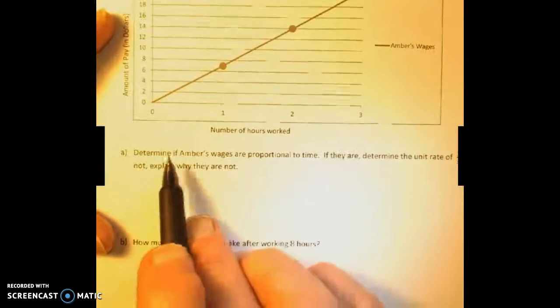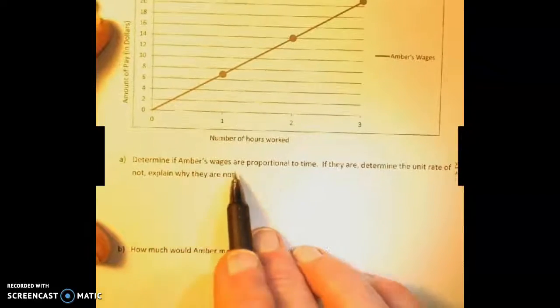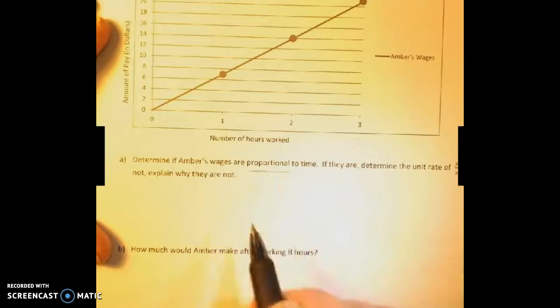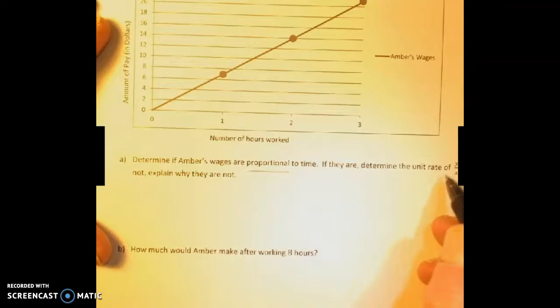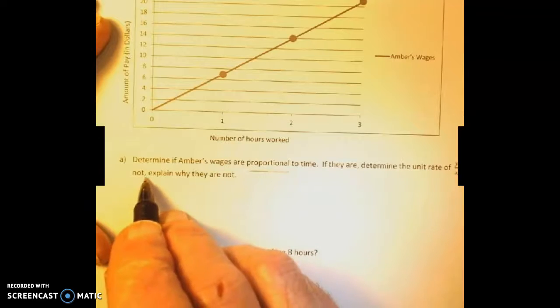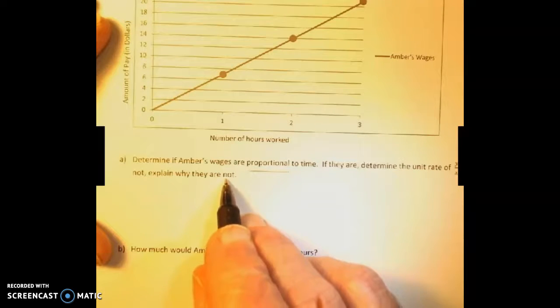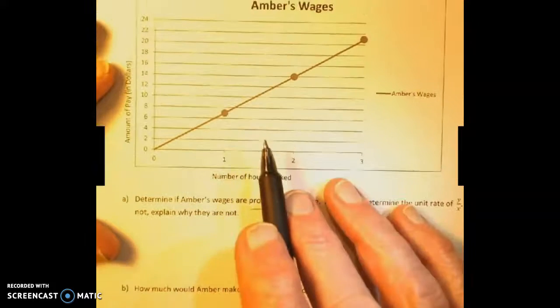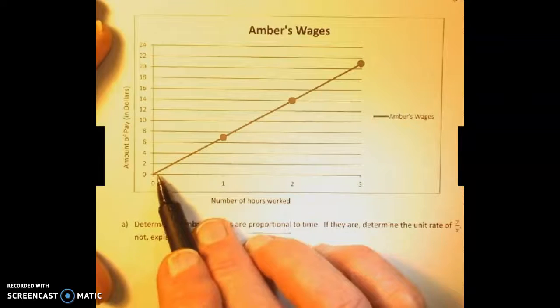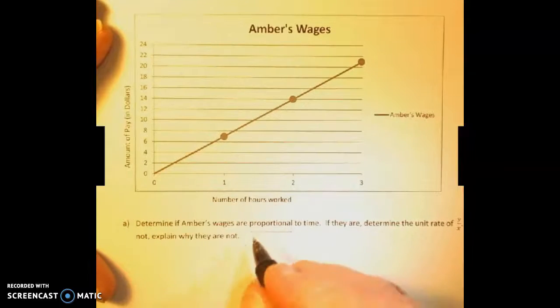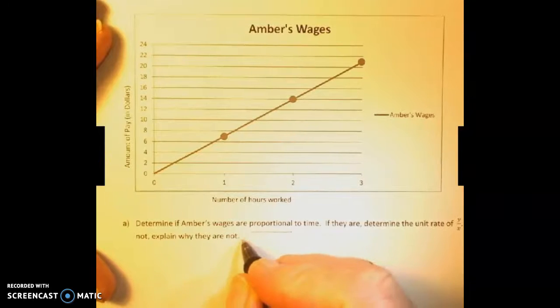Question A, determine if Amber's wages are proportional to the time. If they are, determine the unit rate. If not, explain why they are not. So I would hope you guys would be great with just looking at this and saying it is a straight line going through the origin. So yes, this is proportional.